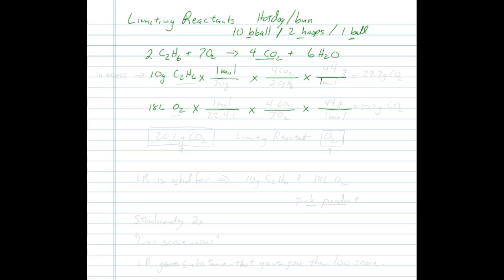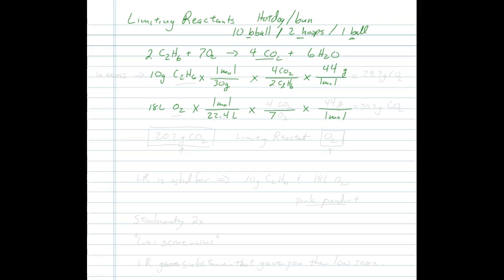One mole, 1 mole, 1 mole, 1 mole. Grams of this is 30 from the periodic table. 4 CO2 and 2 C2H6. And we want grams of CO2, so that'd be 44 grams. Liters, 22.4 liters.